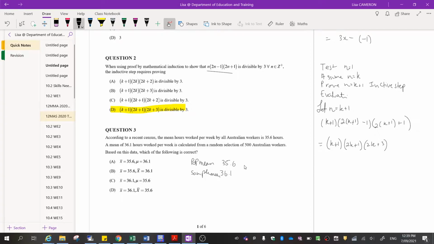Now, technically the symbols for this is that one and this one. Now, you'll remember that we used this one a lot in grade 9. That's because we generally give you a sample of data and you calculate the mean based on that sample. This is the population mean. So, which of the following is correct? The correct one for this is going to be this guy right here.